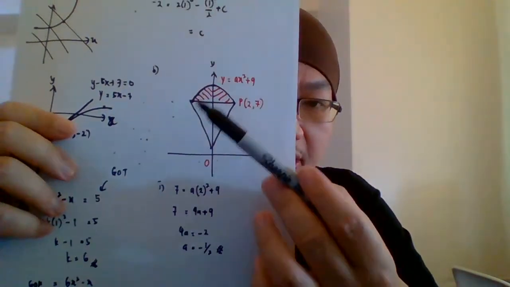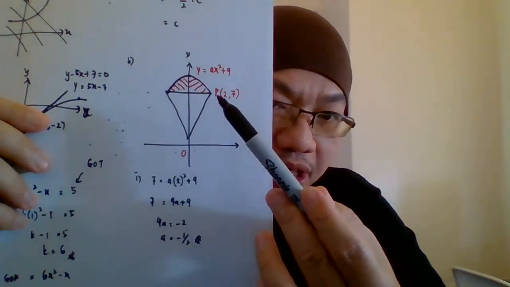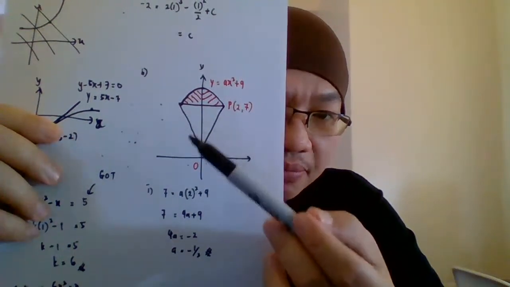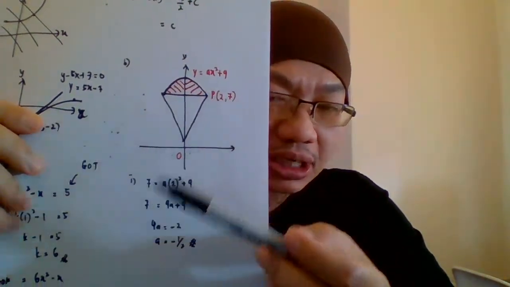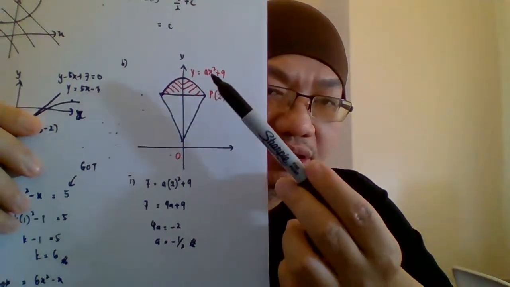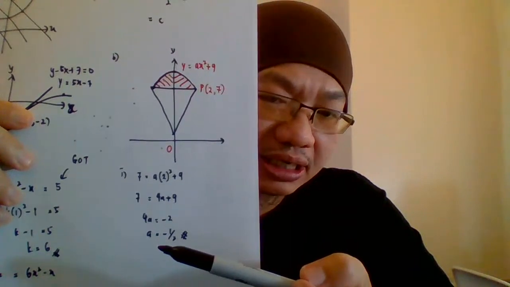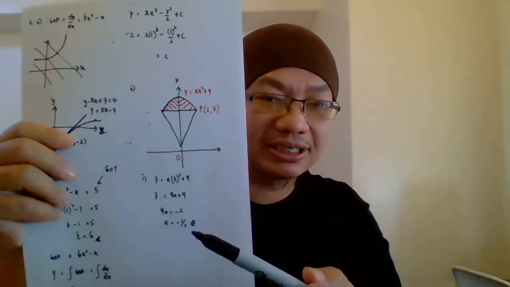So the equation of the curve and the point P (2, 7) is given. Point P belongs to the straight line and the triangle bottom, but also belongs to the curve because they intersect at the same point. So we just substitute 2 and 7 into this equation, then we can solve the A value. So A here equals to negative half. So we already proved the first Roman.